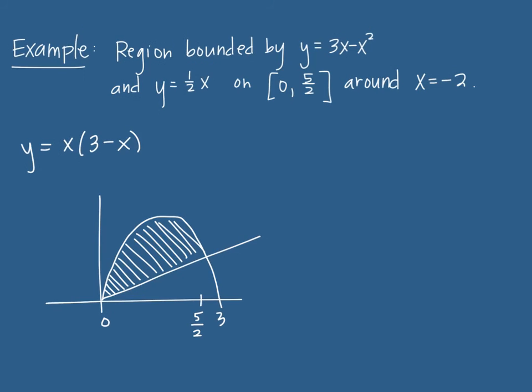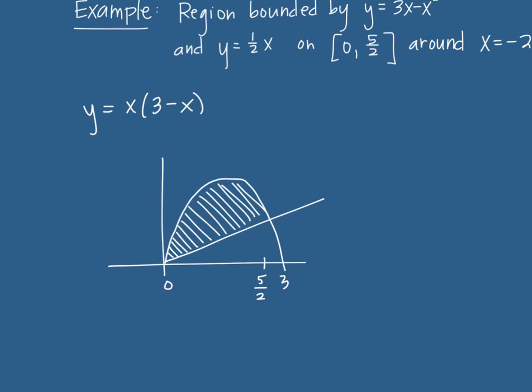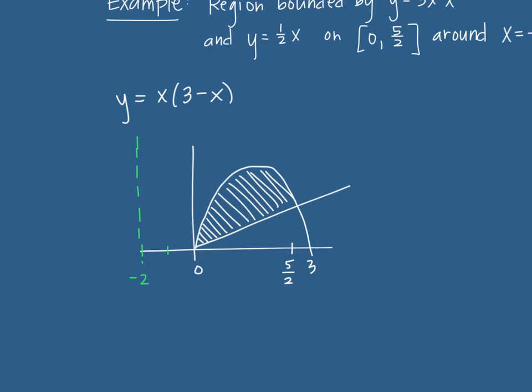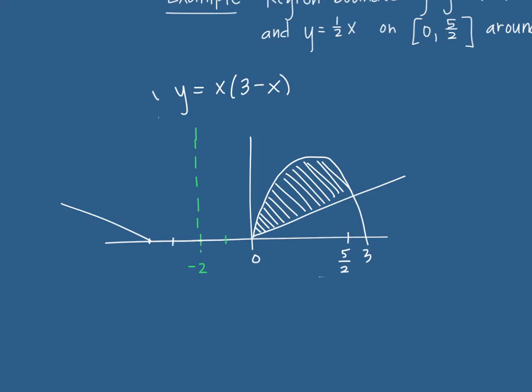We're rotating this around the vertical line, x equals -2. So here is my vertical axis of rotation at -2. And so my region will look like that.